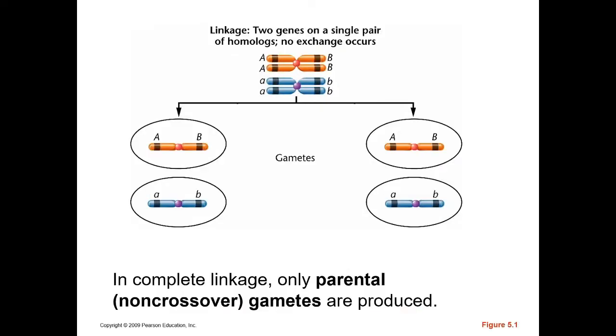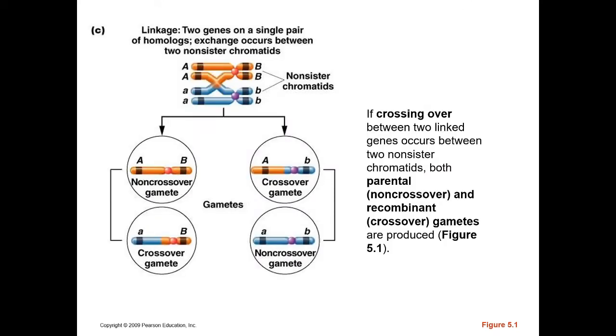But in linkage, two genes on a single pair of homologs, no exchange occurs. In complete linkage, only parental non-crossover gametes are produced, meaning that they will be exactly the same as the parents. Linkage: two genes on a single pair of homologs, exchange occurs between two non-sister chromatids. Then you have the crossover gamete and the non-crossover gamete. If crossing over between two linked genes occurs between two non-sister chromatids, both parental non-crossover and recombinant crossover gametes are produced.